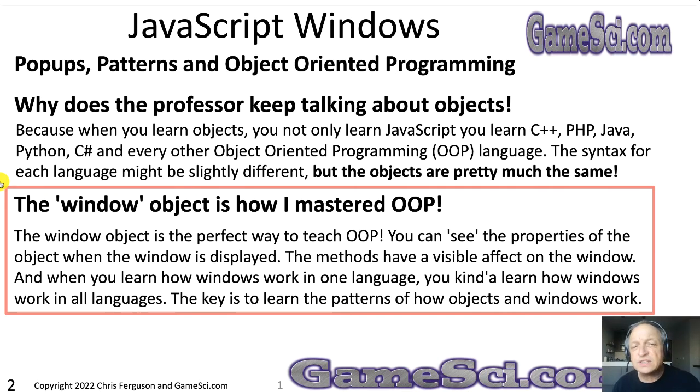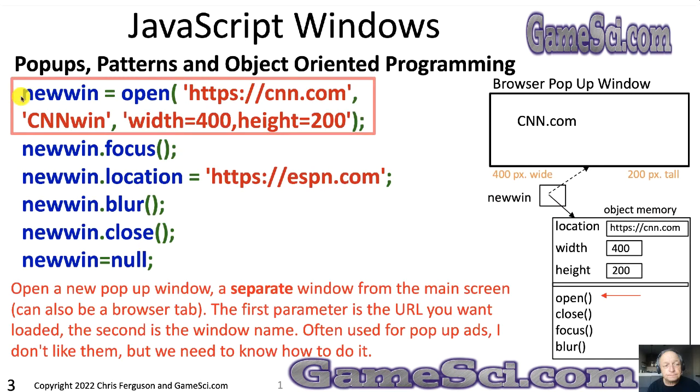The window object is a perfect way to teach OOP. You can see the properties of the object when the window is displayed. The methods have a visible effect on the window. And when you learn how windows work in one language, you kinda learn how they work in all languages. The key is to learn the patterns of how objects and windows work.